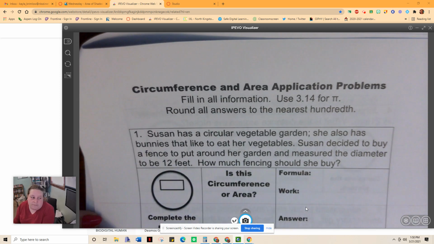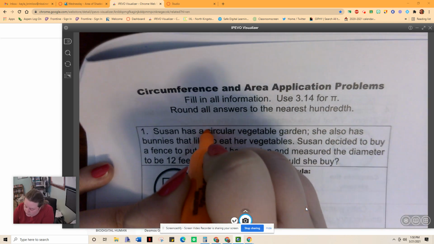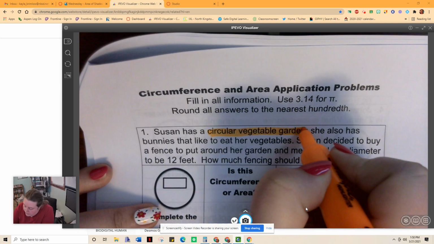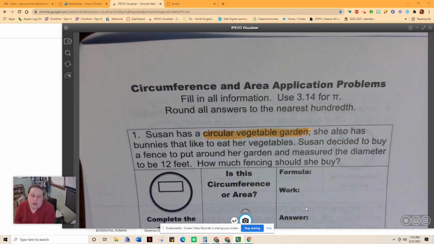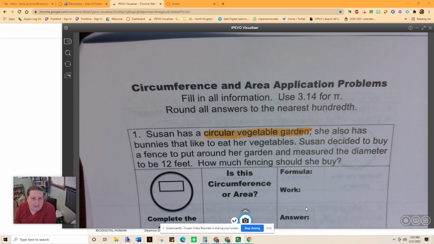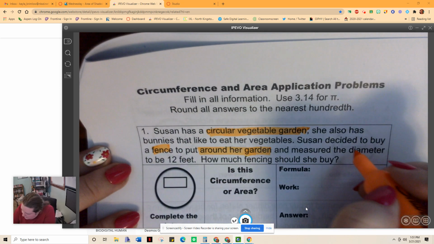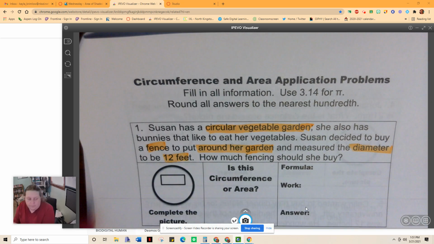All right, so let's go back into the problem and highlight or box or underline the important information. So circular vegetable garden. The reason I'm highlighting this, even though we know it's in the shape of a circle, is because we're going to be moving into working with shapes other than circles. So it's really important to figure out specifically for circles how we can tell what shape we're working with. So they, in this case, use the word circular. We're talking about a fence that goes around the garden and it has a diameter of 12 feet.